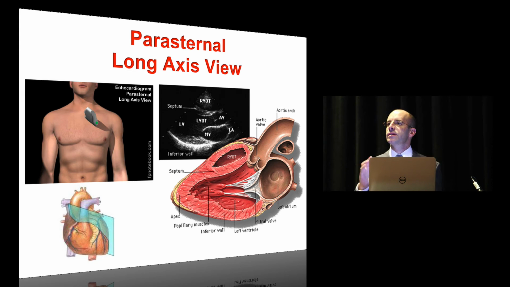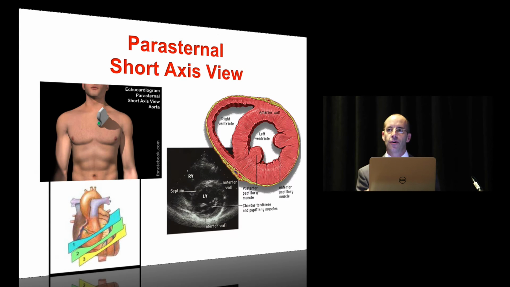It's important that you always see structures in two different views, so you can make a composite image. You don't want to just see one view and make a clinical decision based on that. But that's how you start it. And then you flip the probe 90 degrees, and then you start cutting it in short axis.